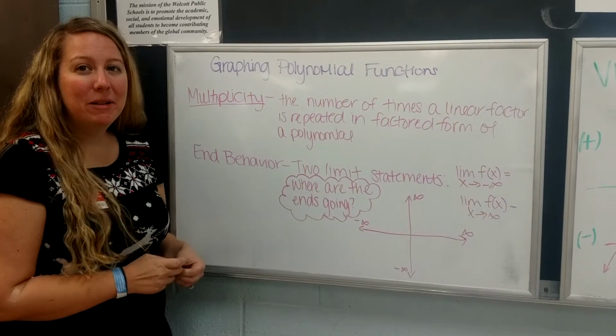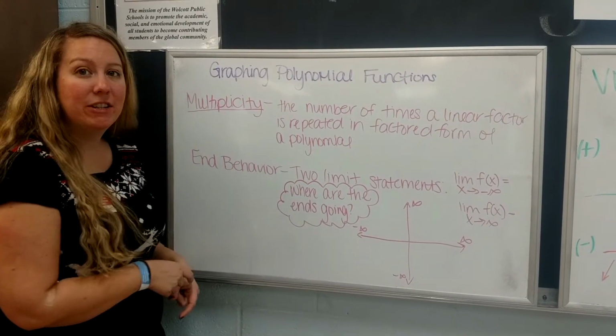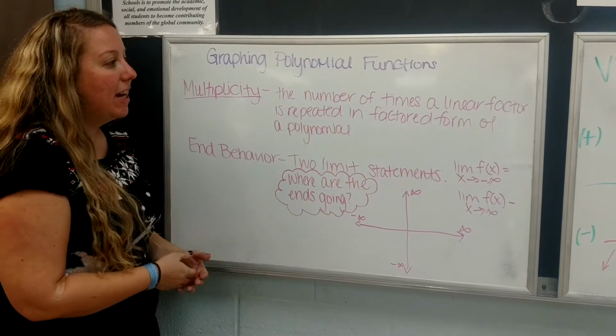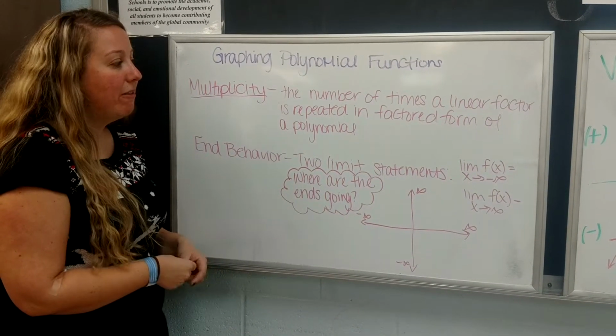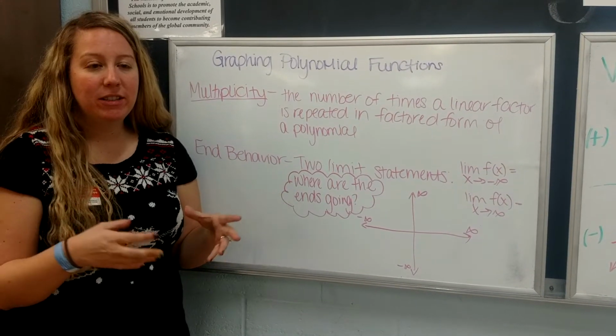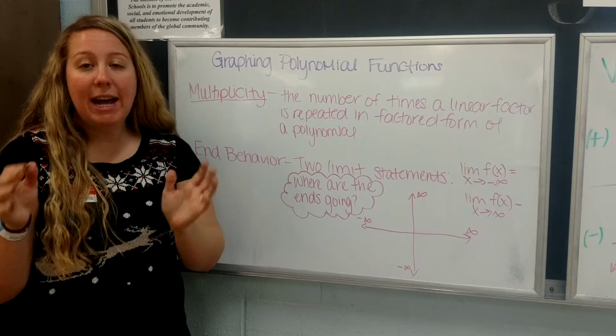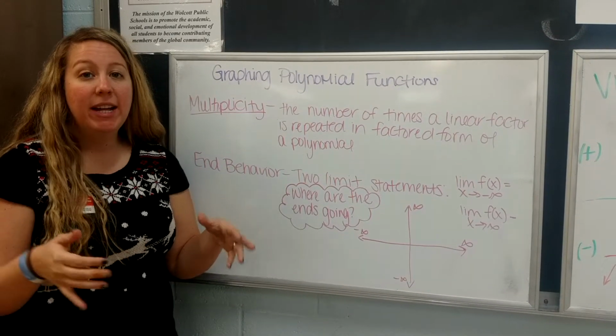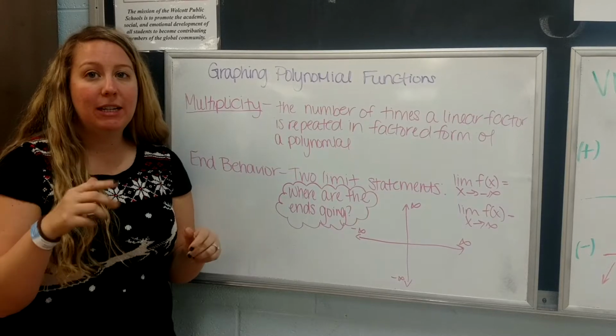Videos on graphing polynomial functions, and we have two definitions for you today. The first one is multiplicity, and that's the number of times a linear factor is repeated in factored form of a polynomial. So if you have something that factors to y equals x plus 2 times x plus 2 when you have them in the parentheses and you factored it out, that x plus 2 has multiplicity 2.